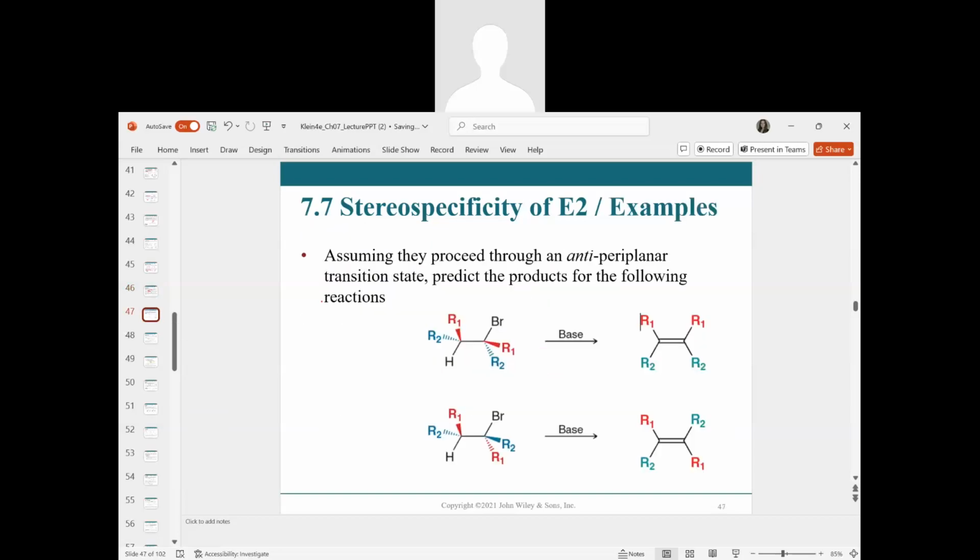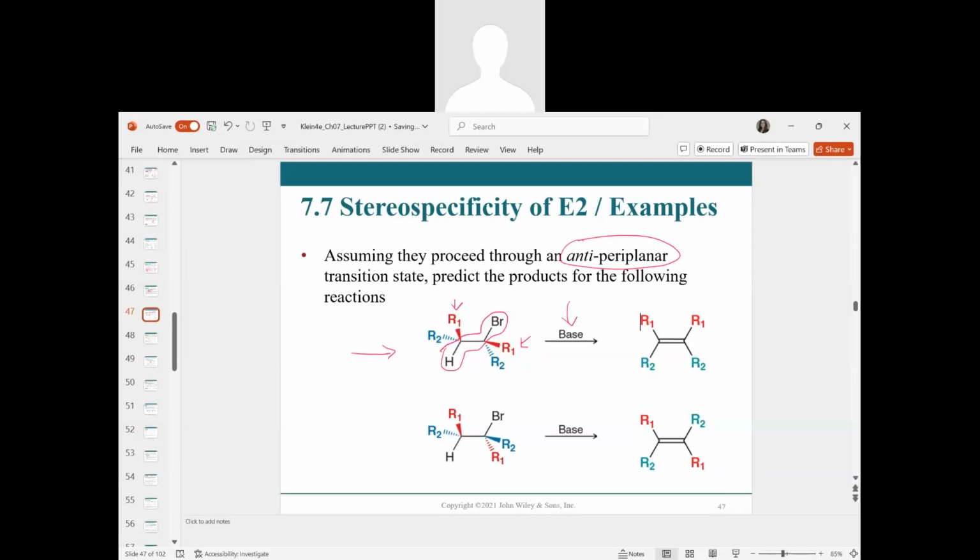So let's take a look here and assume that these reactions, where our substrate is reacting with some base, and we want to know what our elimination product will be. We assume that these proceed through that anti-periplanar transition state. We see over here that our R1 group and our R1 group over here are both on wedges, and we have this anti-periplanar orientation of our two groups that will be eliminated, our hydrogen and our bromine.